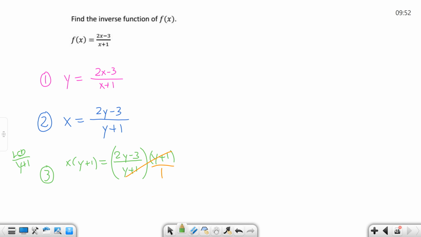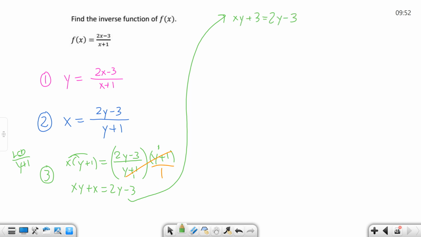So on the left-hand side, I'm going to distribute here, and I'm going to get xy plus x equals 2y minus 3, because these become 1 and they don't contribute anything to it, okay? So I'm just going to write it up here because I still have several steps to do. xy plus 3 equals, I didn't mean to turn your stomach there while you're working this one, okay? Because I know everybody loves long, hard math problems.